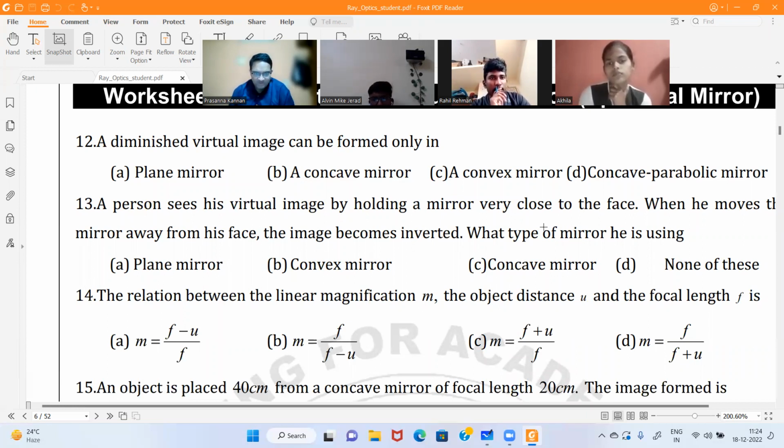A person sees his virtual image by holding a mirror very close to his face. When he moves the mirror away from his face, the image becomes inverted. What kind of mirror is he using? Concave mirror, exactly. Because you can see in concave mirror, you will get a virtual image when the object is between what?